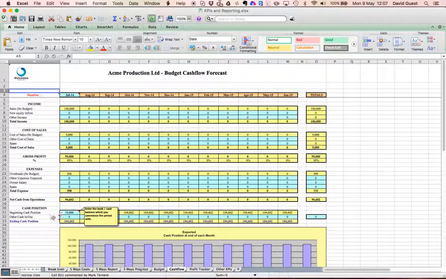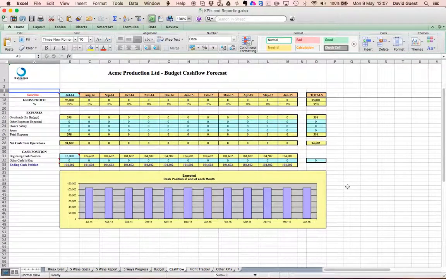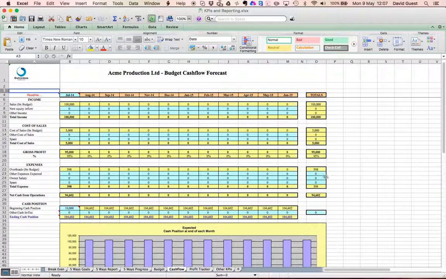Now, once again, every red triangle has an explanation as to what it is, and so you can start plugging the numbers into the blue areas. You'll notice that it's picking up sales from the budget, and it's picking up cost of sales from the budget. And what we're doing is, if we are adding any cash into the business, or if any cash is coming out of the business, we can adjust it here to make sure that we're telling what the ending cash position is. And this is really about making sure that we've got cash in the bank. Once again, there's an expected cash position based on budget, and there's an actual cash position based on the actuals that we're putting in there.